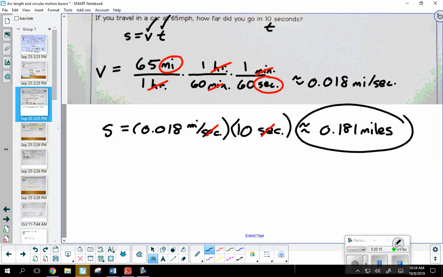There you go. So how far are you going to travel in 10 seconds? Well, 0.181 miles. Okay, so just shy of 1/5 of a mile. Okay, how are we doing?